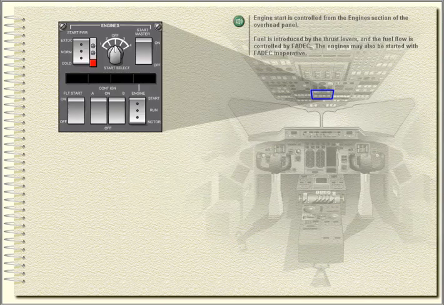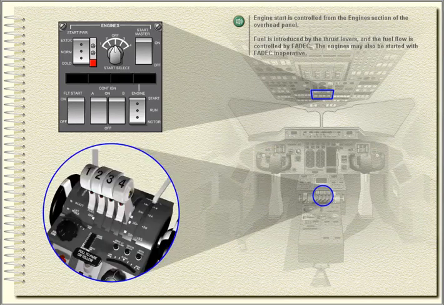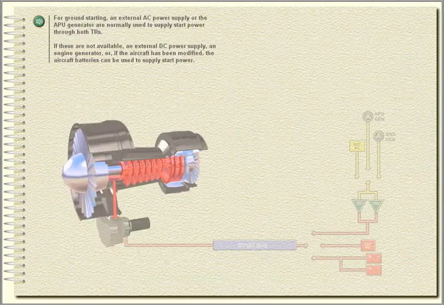Engine start is controlled from the engines section of the overhead panel. Fuel is introduced by the thrust levers, and the fuel flow is controlled by FADEC. The engines may also be started with FADEC inoperative.